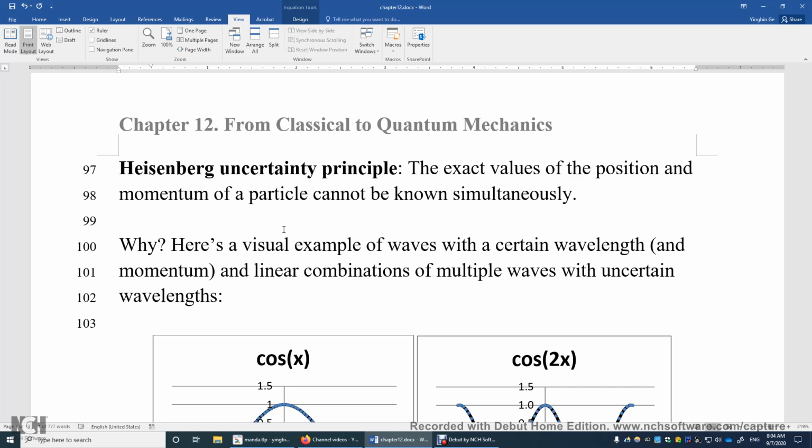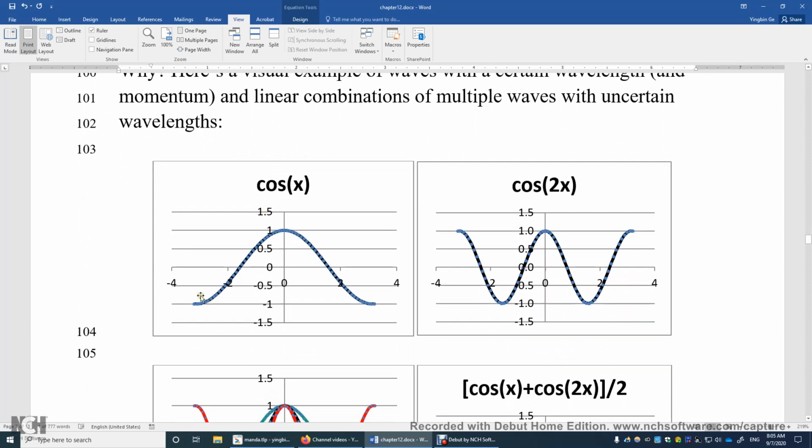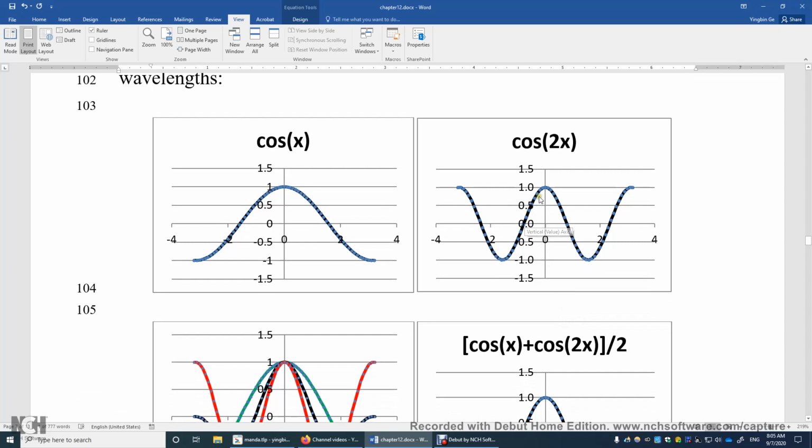On the other hand, if you have a particle with a certain position, that means it's not a wave with one fixed frequency. I'm going to show you some visual examples. Let's look at a wave. This is a cosine wave. And let's look at cosine 2x. Cosine x has a wavelength of 2 pi. Cosine 2x has a wavelength of just pi. You can go from here to here, this is pi. You can go from here to here, that's also pi. And also from here to here, that's also pi.